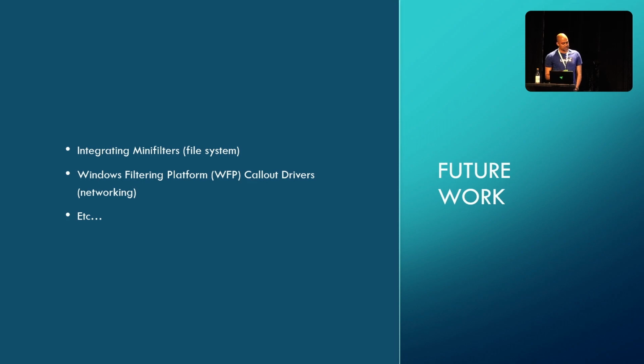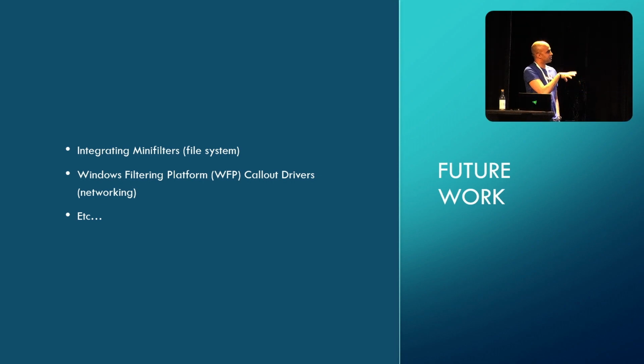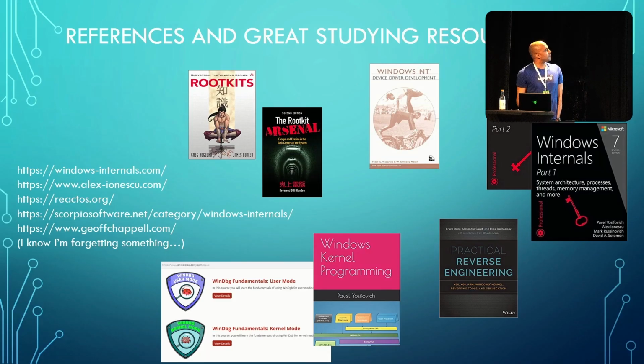Just some references to future work that I'm jumping into now, because I want to add stealthiness, not only to the file system, but to networking as well. And as you might imagine, that's a very cool feature to have in a rootkit. Just some quick references as well.